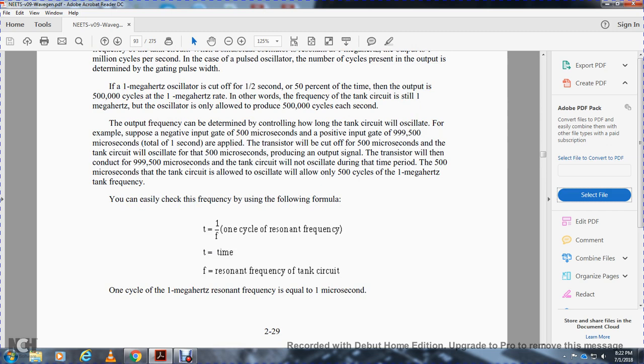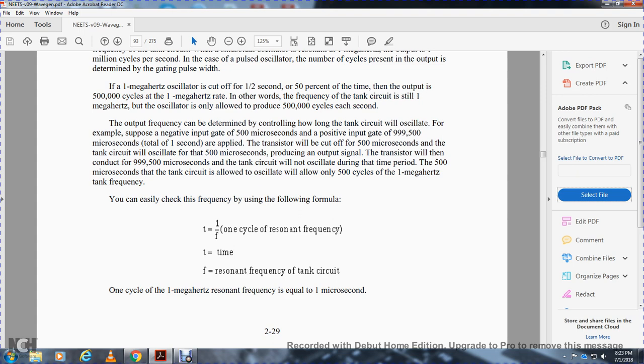For example, with a negative input gate of 500 microseconds, and the gate off for 999,500 microseconds of a total 1 second applied, the transistor will cut off for 500 microseconds, and the tank circuit will oscillate for 500 microseconds, producing an output signal. The transistor will then conduct for 999,500 microseconds, during which the tank circuit will not oscillate. During the period of 500 microseconds, the tank circuit will be allowed to oscillate, allowing only 500 cycles of the 1 megahertz tank frequency.